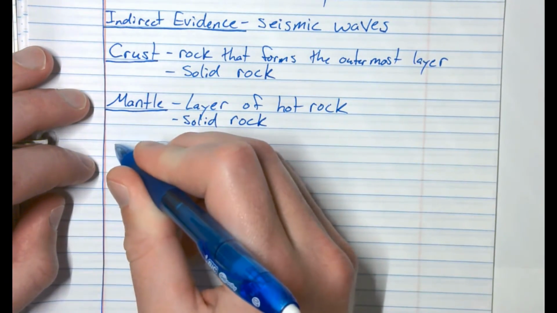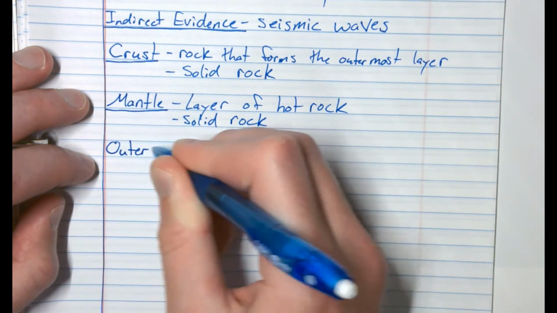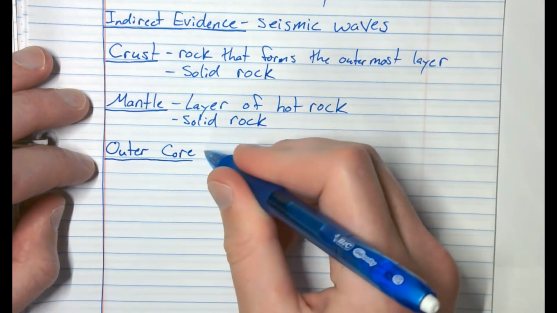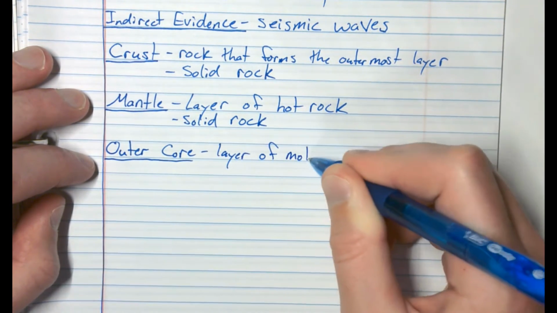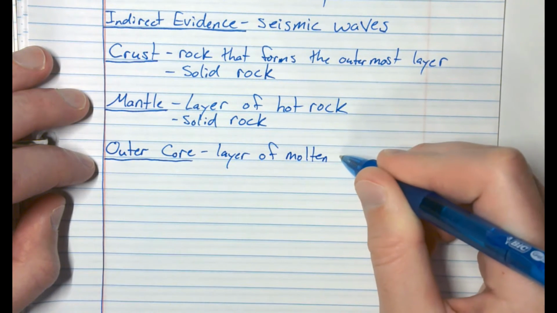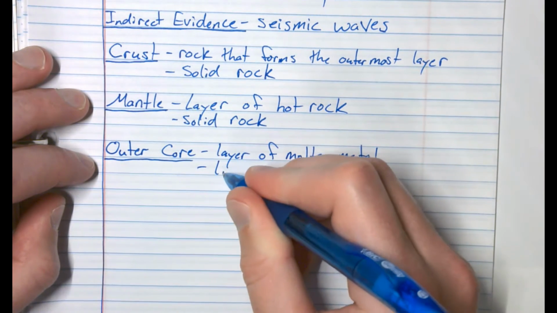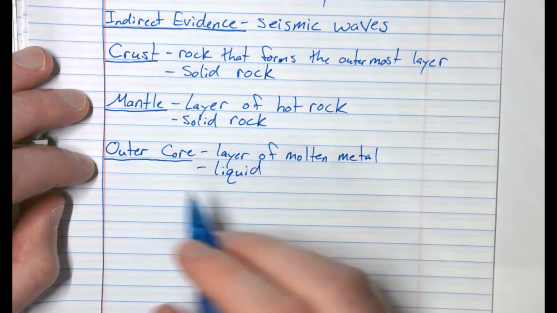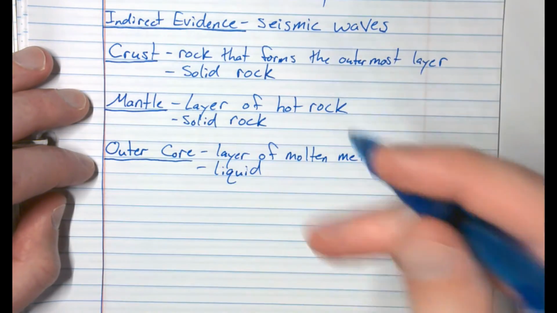Until we get into our next layer. And our next layer is called the core. But there are two parts to the core. So we're going to do first our outer core. And this is our layer of molten rock. Or metal, sorry. Molten metal. And this one is a liquid. So that's kind of what this mantle and crust are sitting on top of and it's just shifting around on.